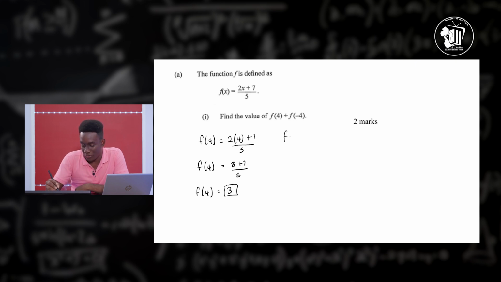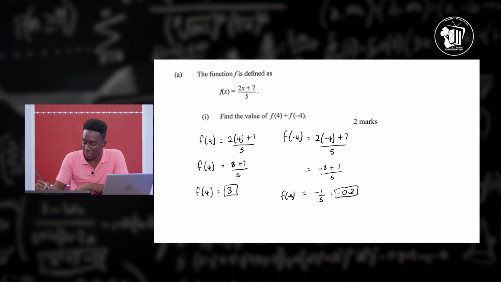So now we can find f of negative 4. This will be equal to 2 multiplied by x, which is negative 4, plus 7, all divided by 5. So 2 times negative 4 would be negative 8 plus 7, all divided by 5. So negative 8 plus 7 would be negative 1 over 5. So f of negative 4 is equal to negative 1 over 5. This can simplify to negative 1 divided by 5, which is negative 0.2. So this will be the value of f of negative 4.